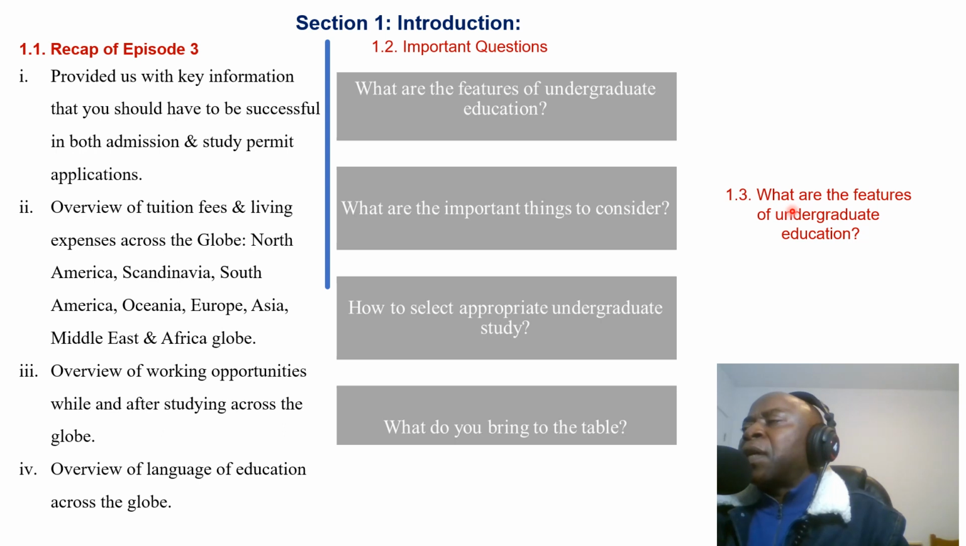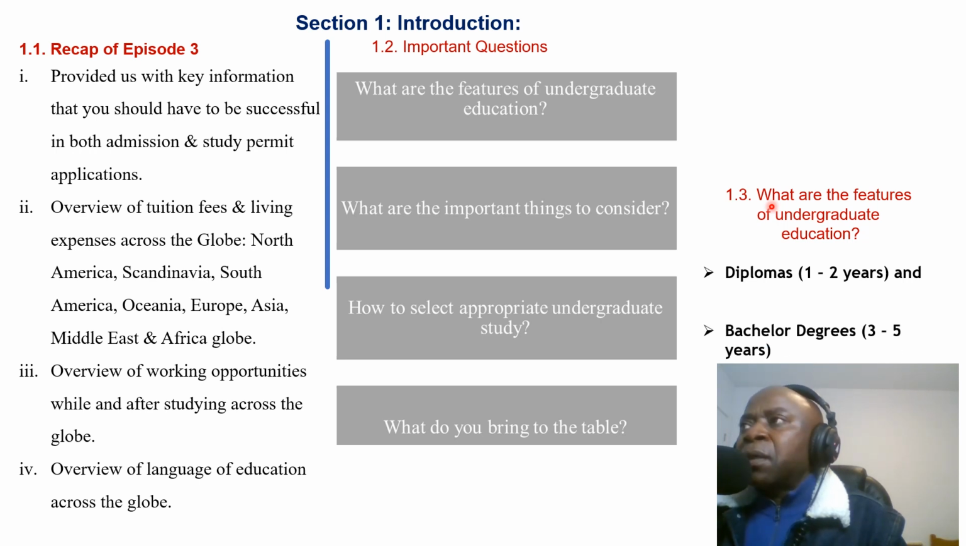Let's address what the features of undergraduate education are. We will concentrate on number 1, diplomas, which in North America are called associate degrees. Then number 2 is bachelor degrees. These are the two important study programs under undergraduate education that we'll be considering.